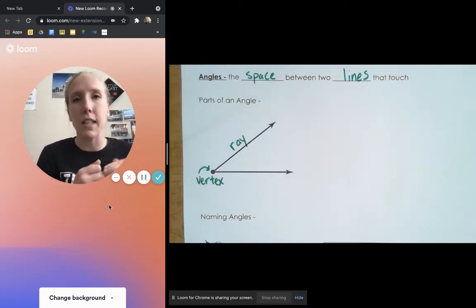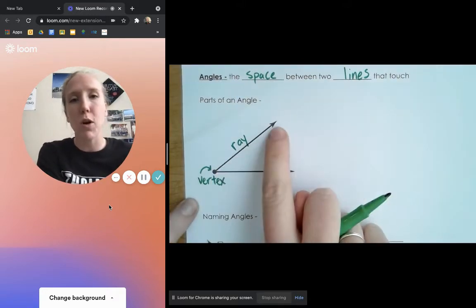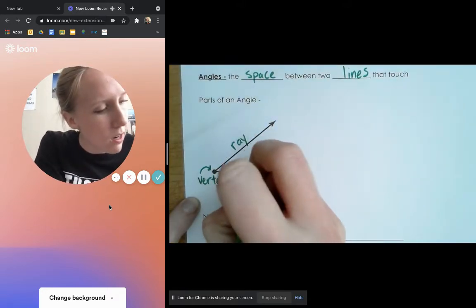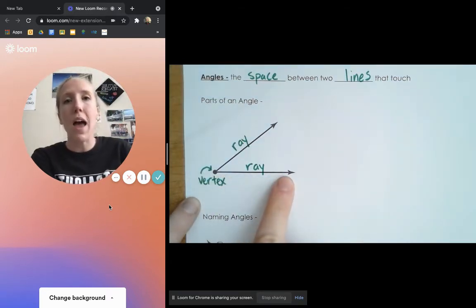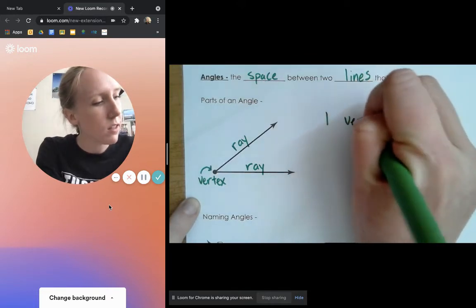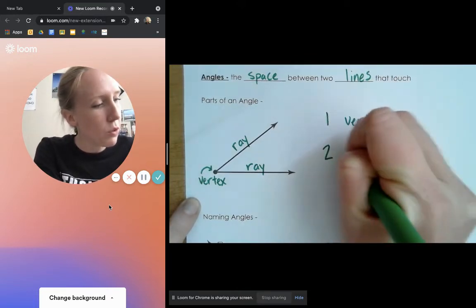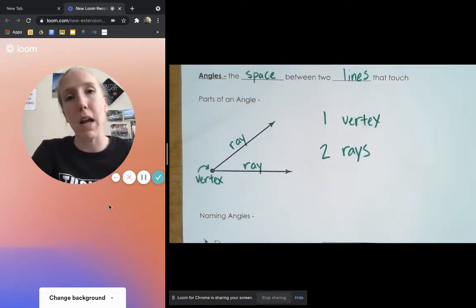The other two parts are the rays. If you think of a ray of sunshine, it's a line that keeps going, right? A ray starts at the vertex and keeps going, and then the other ray also starts at the point and keeps going. So every angle has one vertex and two rays. That's what each angle is made up of.